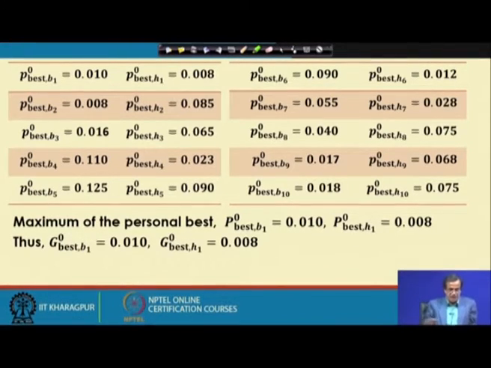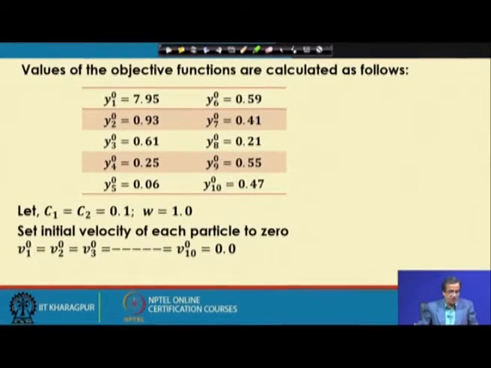Now, once you have assigned these P best values for each of the design variables for the whole swarm, we are in a position to find out which set of these design variables is going to give us the best fitness in terms of the objective function. Now, let us try to find out what should be the best value for this objective function.